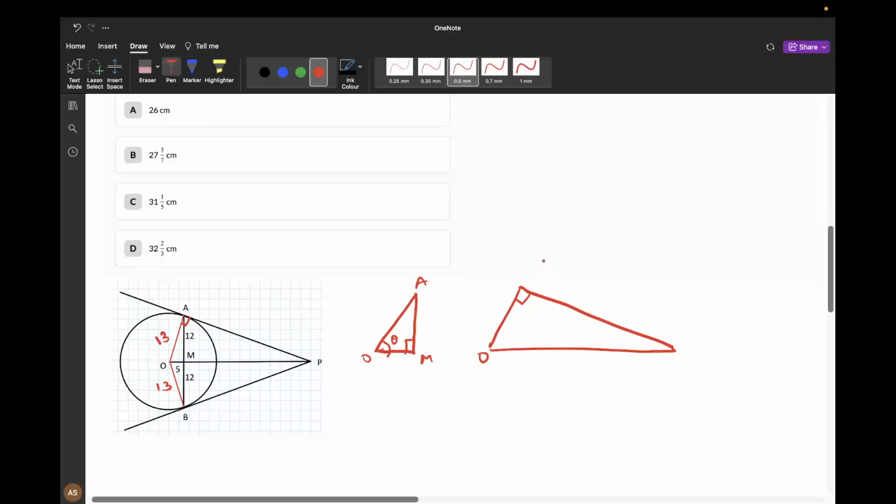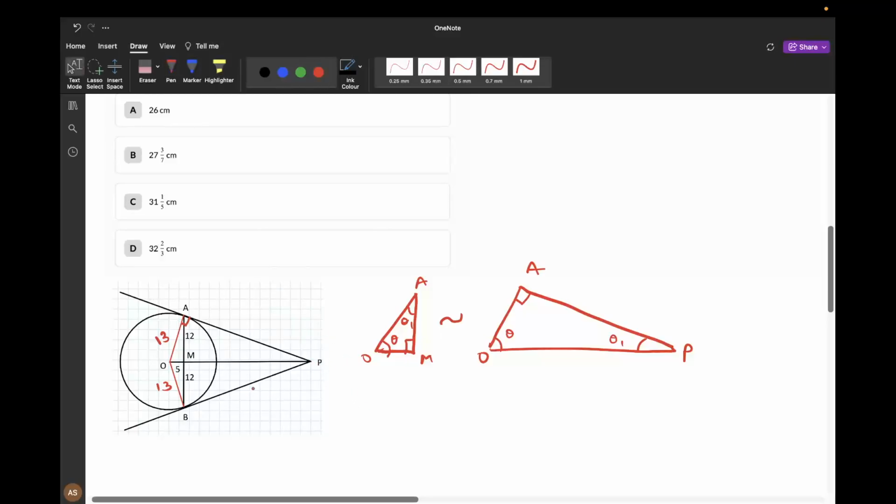This is O, A, and P. So this is also angle theta. Angle theta and 90 degrees. So this must be, let's suppose, theta 1. Since two angles are equal in a triangle, the third angle must be equal. This is also theta 1. So we can say that these two triangles are similar.